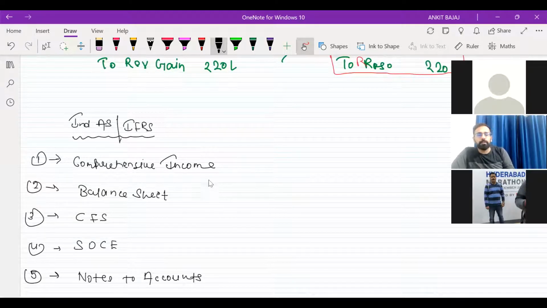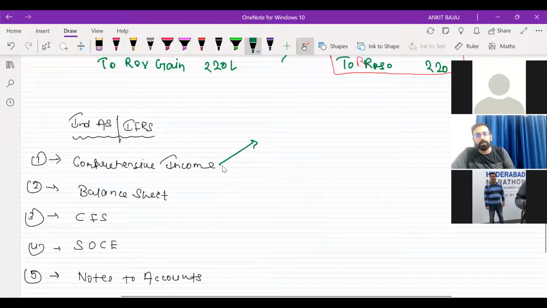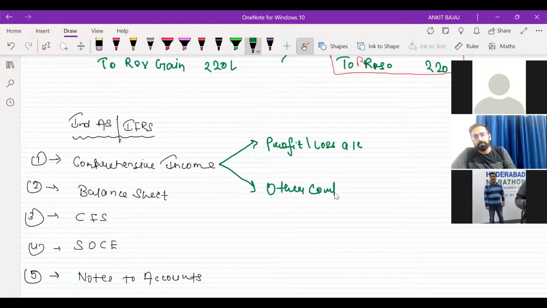Yeah, sure. So what is the meaning of comprehensive income? I have written comprehensive income here. Comprehensive income is a combination of profit and loss account and other comprehensive income. We know what items we record in the profit and loss account. We already know the format of the profit and loss account: first we record revenue, after that we record all the expenses and calculate PAT, right?